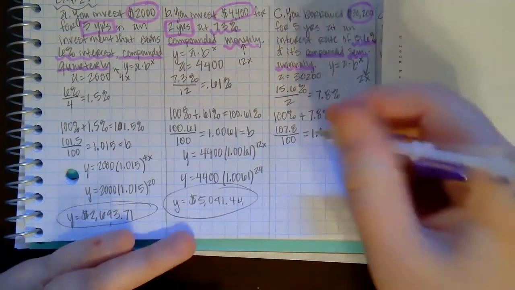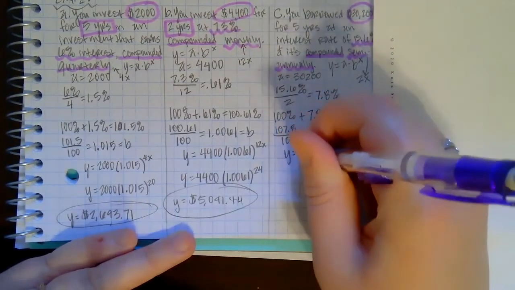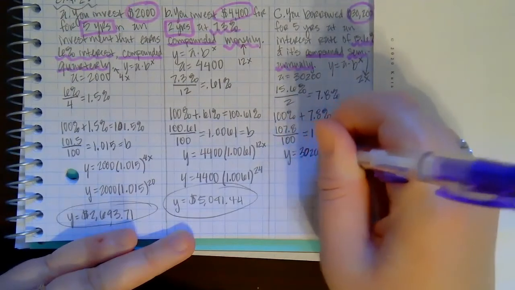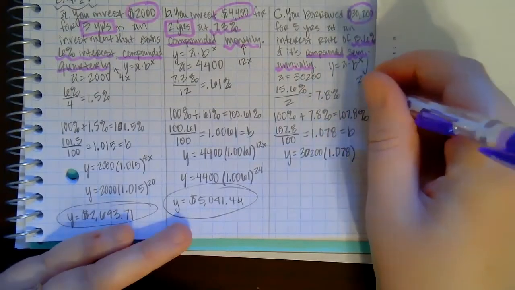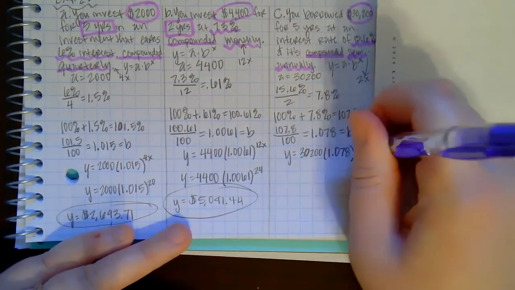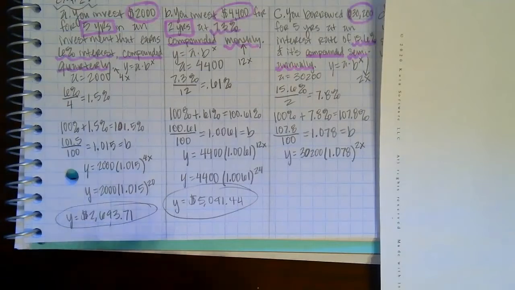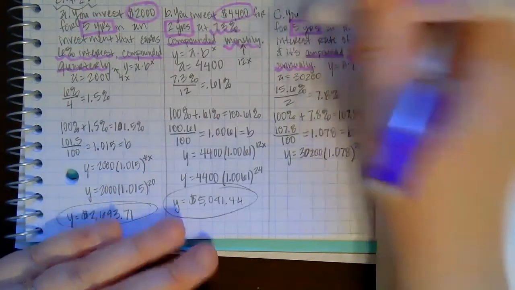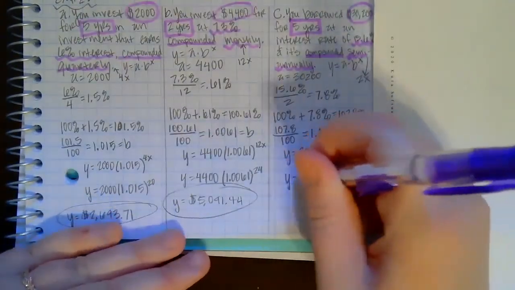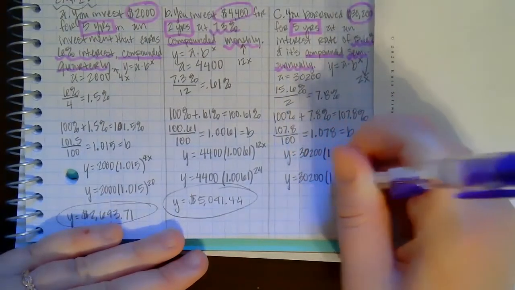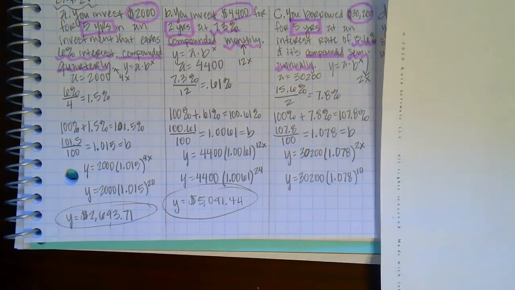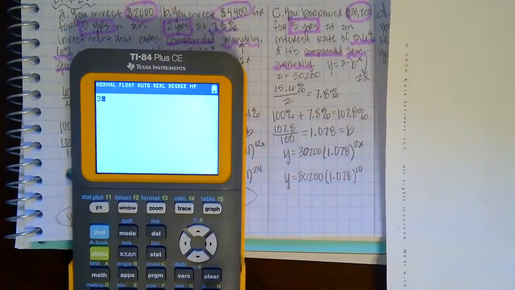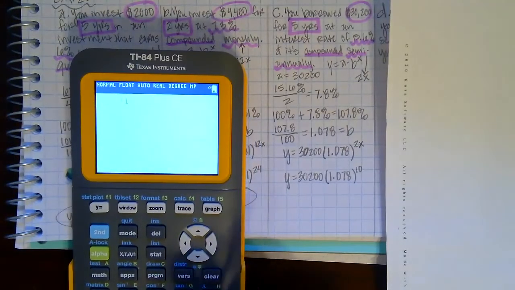When I divide that, I get 1.078 is my B value. So now I can write my equation. So y equals starting value 30,200, B value 1.078, and this is happening biannually, so twice a year. And this is happening for 5 years. I'm going to plug in my 5 there. So 30,200. 5 years, twice a year would be 10. I'll put that on my calculator here. 30,200 times 1.078 to the 10th power.